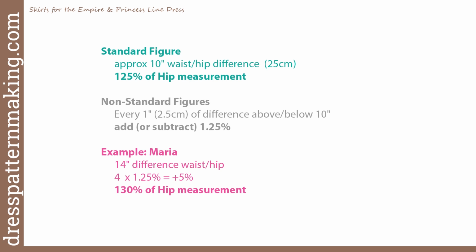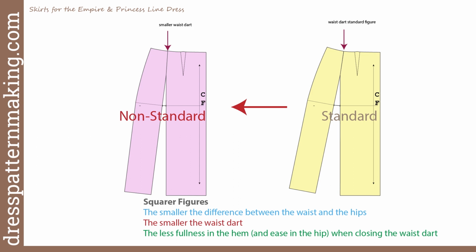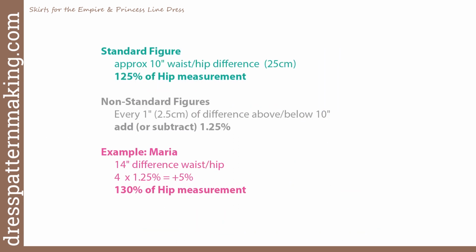The standard figure has approximately 10 inches or 25 centimeters difference between the waist and the hip. And with this much difference, a 10 inch difference between your waist and your hips, use 125% of the hip measurement for the width at the hip. For every inch or 2.5 centimeters less than that, so for example, if you've only got 9 inches difference between your waist and your hips, subtract 1.25% for every inch. For every inch above, add 1.25%.